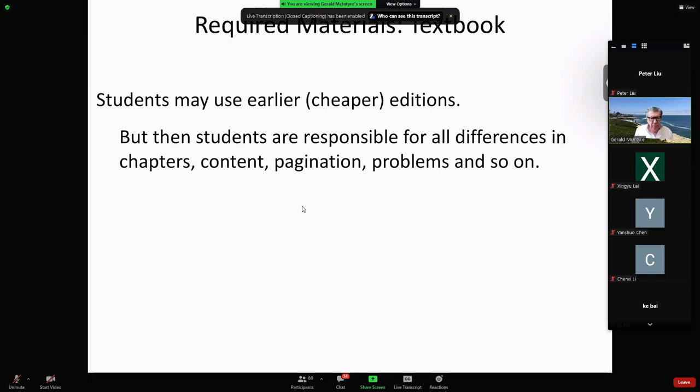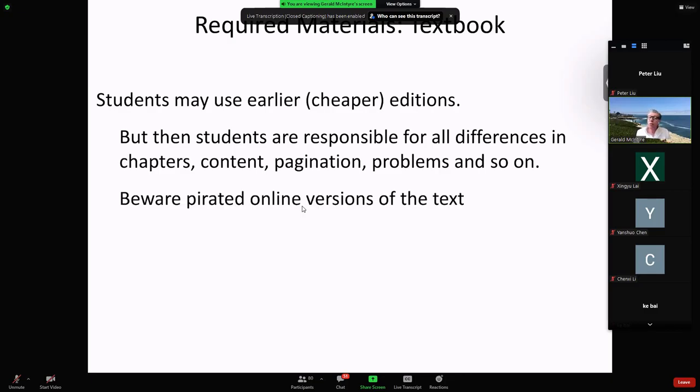In any case, you, the student, are responsible for any and all differences between the edition you're using and the 11th edition. The chapters may be different. The content may be different. The pagination may be different. The problem sets may be different. That's on you, not on me, not on the TAs. So be aware of that.